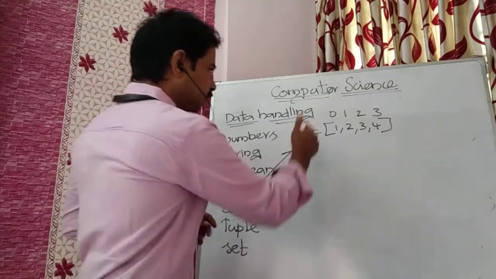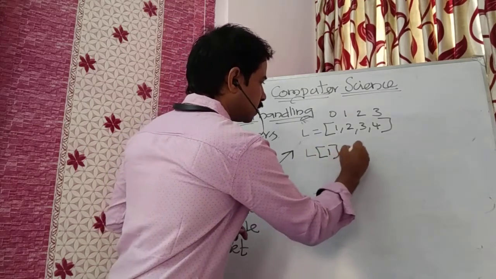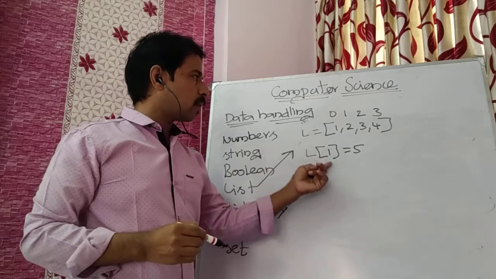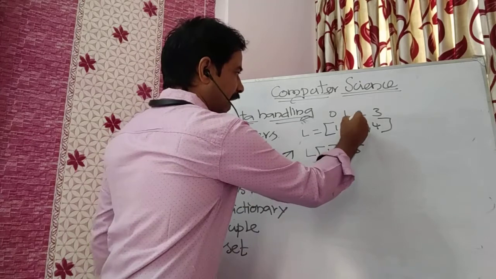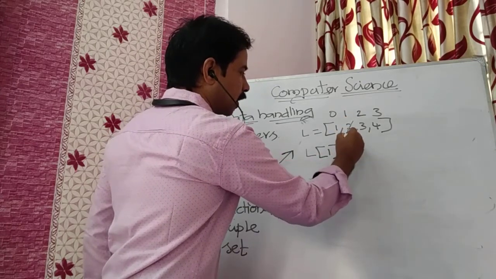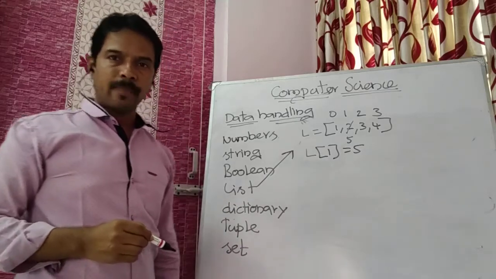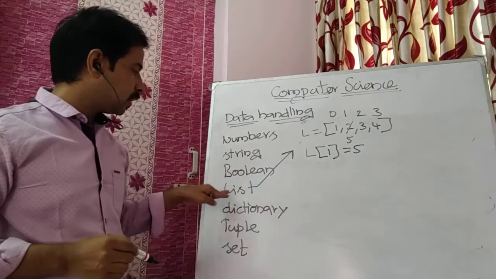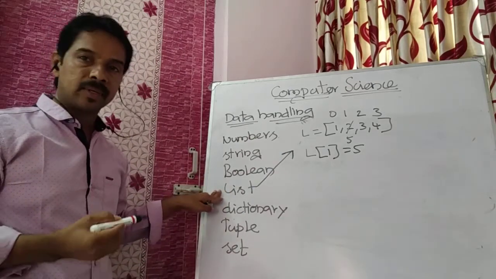Okay. See here, L of 1 is equal to 5. If you give this, L of 1 is equal to 5, it means this value 2 will get overwritten by 5. Okay. You can modify this. This list is mutable, meaning you can do modification.